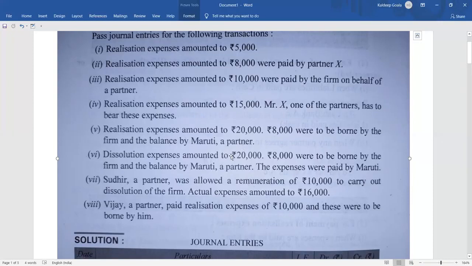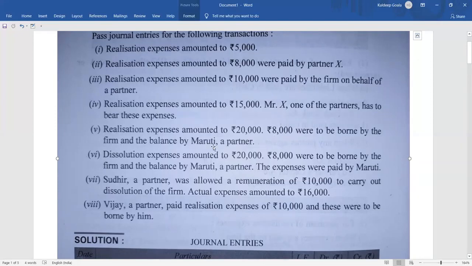In this question also you can see, is it mentioned that Maruti paid that amount? No, it is not mentioned. That means the firm has entirely paid the amount of 20,000. The firm has entirely paid the amount of 20,000: 8,000 which was to be borne by the firm, as well as the remaining, what is the remaining? 12,000. 12,000 that is to be paid by Maruti.